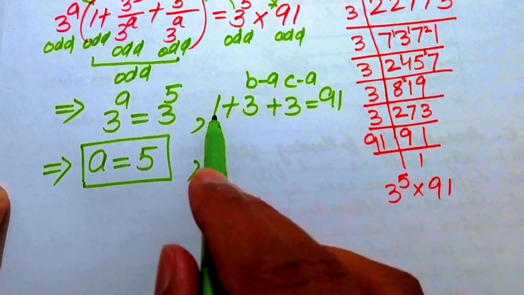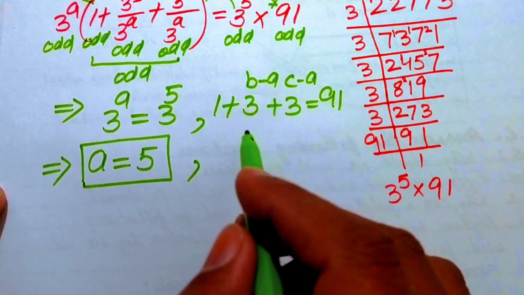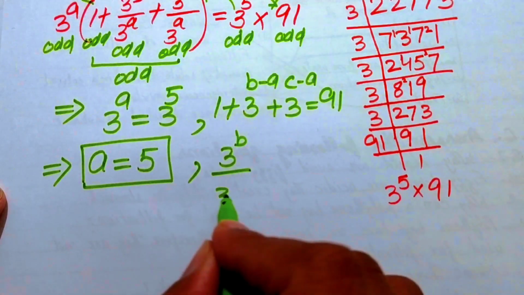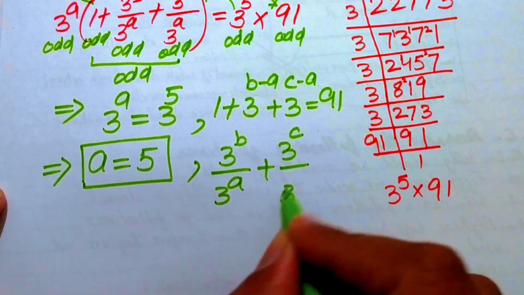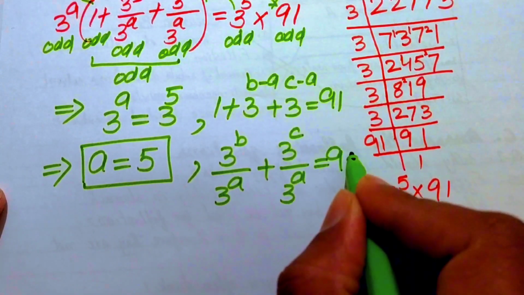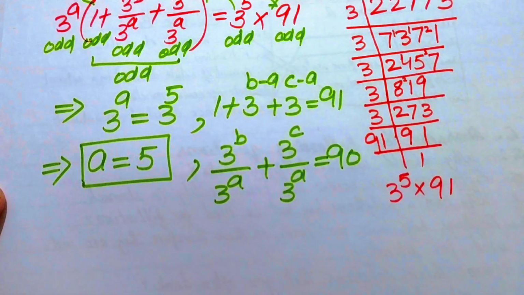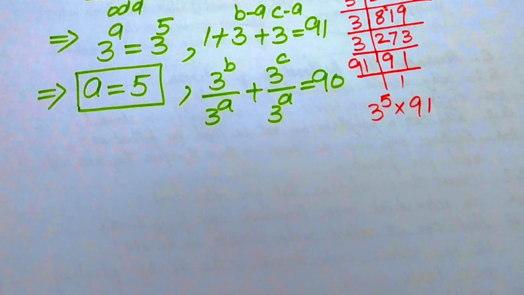So here we move this plus 1 to the right hand side, and then we move this minus a to the other side, then you get 3 to the power of b over 3 to the power of a plus 3 to the power of c over 3 to the power of a equals 90, because this is 1, and when we move it to the right hand side you get 90. So now we solve this expression and we get the remaining two values of b and c.